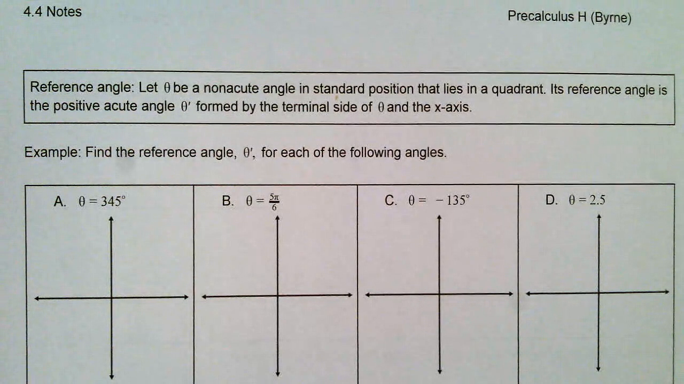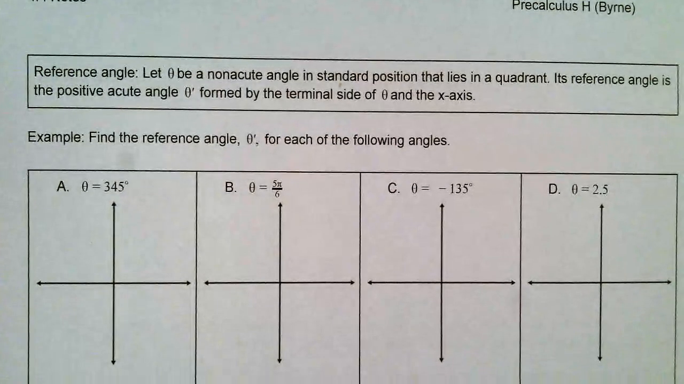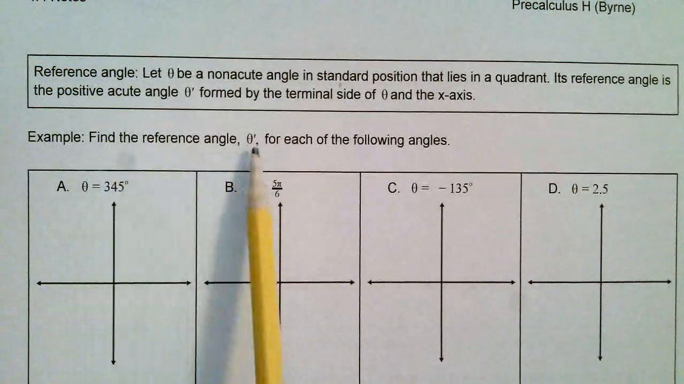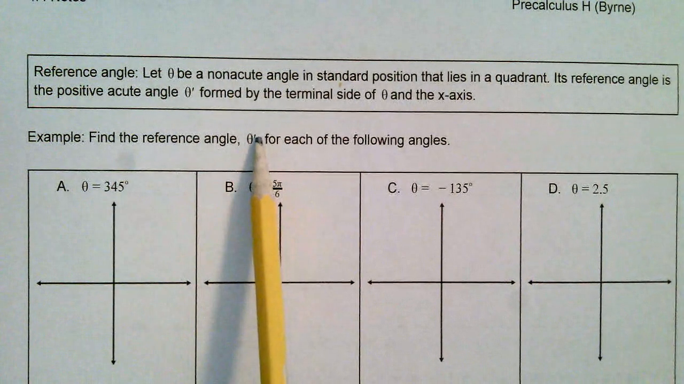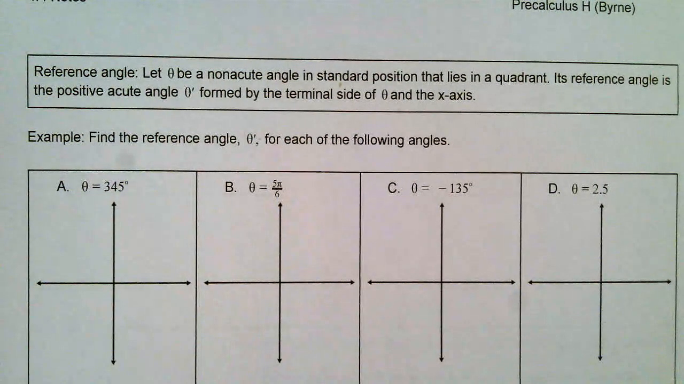So you always want to remember here, you're always looking for the angle that the terminal side makes with the x-axis, and you always want to be finding an acute angle. Okay, so let's look at some examples. We want to find the reference angle, theta prime. This little apostrophe, we say it prime, for each of the following angles.